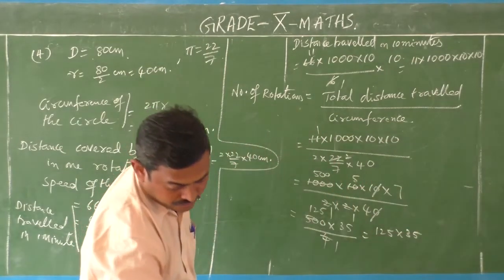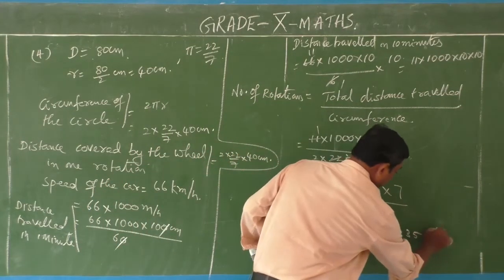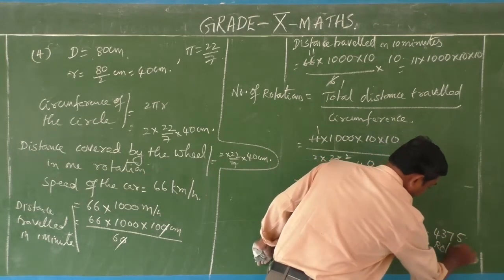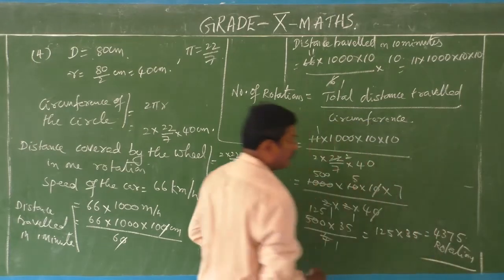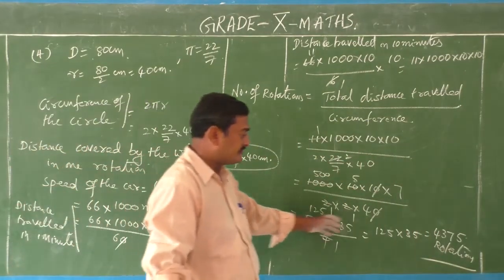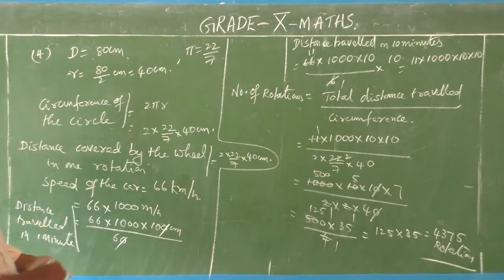That equals 4375. That equals 4375 rotations. So how many rotations did we make in 10 minutes? 4375 rotations made.